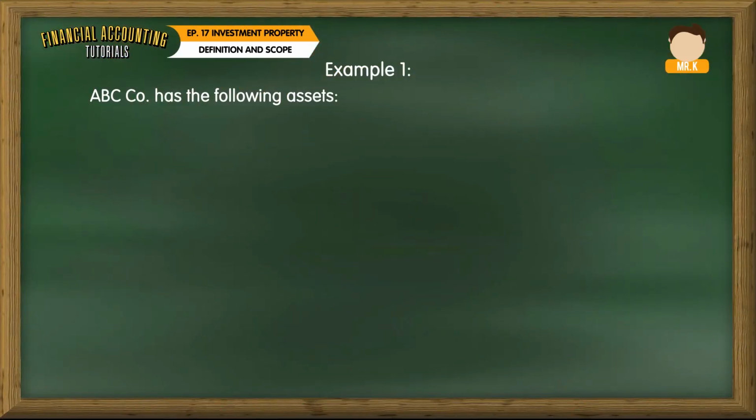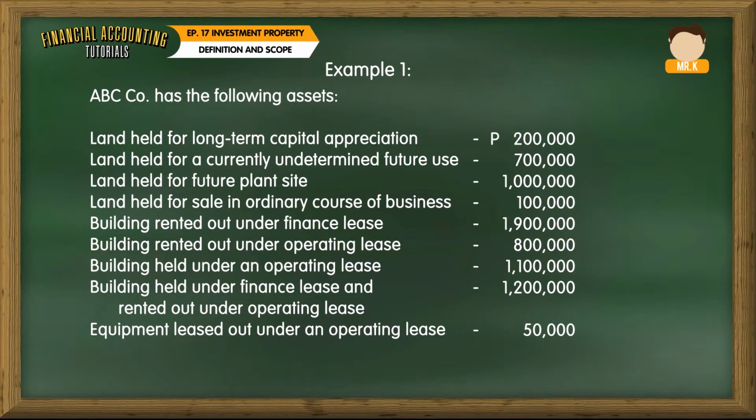ABC Company has the following assets: land held for long-term capital appreciation, 200,000. Land held for a currently undetermined future use, 700,000. Land held for future plant site, 1 million. Land held for sale in ordinary course of business, 100,000. Building rented out under finance lease, 1,900,000. Building rented out under operating lease, 800,000. Building held under an operating lease, 1,100,000. Building held under finance lease and rented out under operating lease, 1,200,000. Equipment leased out under an operating lease, 50,000. The requirement is to determine the total investment property.